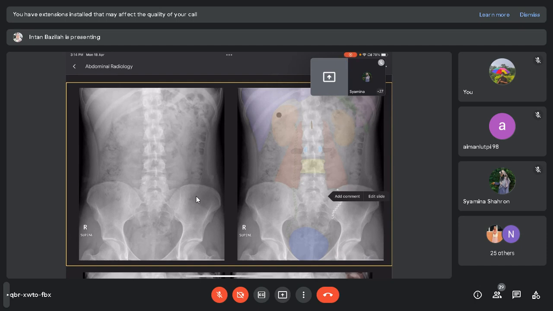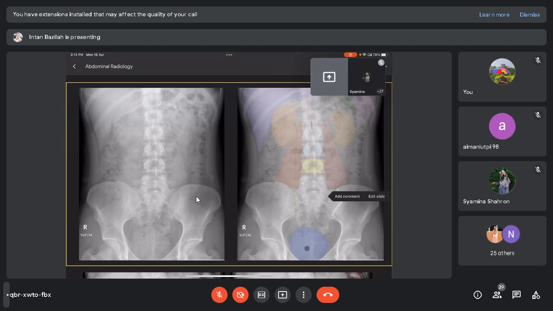So this is the kidney, and this is the ureter, the ureteric course. The ureteric course is lateral to the transverse process. This is the transverse process. You just imagine it coursing along the lateral side of the transverse process, and then it enters the pelvic cavity. It runs medial to the SIJ, the sacroiliac joint, and then goes into the pelvic cavity.